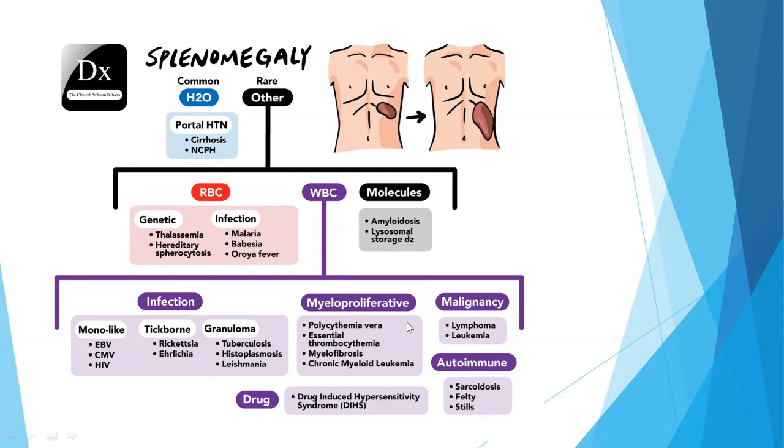The myeloproliferative disorders like polycythemia vera, essential thrombocythemia, myelofibrosis, CML, malignancy like lymphoma and leukemia, autoimmune causes like sarcoidosis, and some drug-induced hypersensitivity reactions. And there are some other causes like amyloidosis and lysosomal storage diseases, which can also cause splenomegaly.